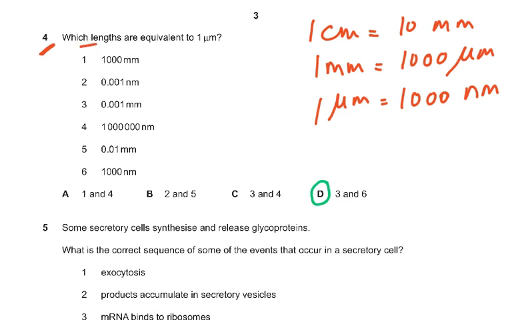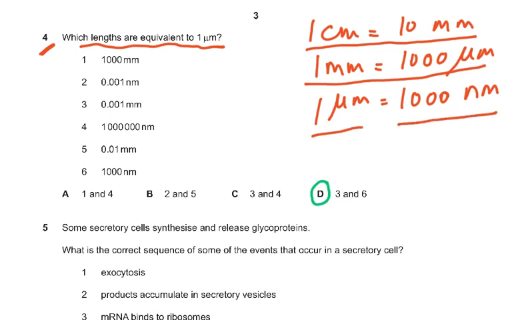Now coming to question number 4, which lengths are equivalent to 1 micrometer? Well, you've got to know this, you've got to learn this. 1 centimeter is equal to 10 millimeter, 1 millimeter is equal to 1000 micrometer, and 1 micrometer is equal to 1000 nanometers. So 1 micrometer would be what? So this is why you've got to understand that all these would be wrong if you could do all these calculations. So the answer was only 0.001 millimeter, because 1 millimeter is equal to 1000 micrometer. So 1 micrometer will be 1000th of a millimeter, 0.001 millimeter. So this is correct. And the fact that 1 micrometer is 1000 nanometer, this was correct. So only 3 and 6 were correct, and that's why the answer was D.